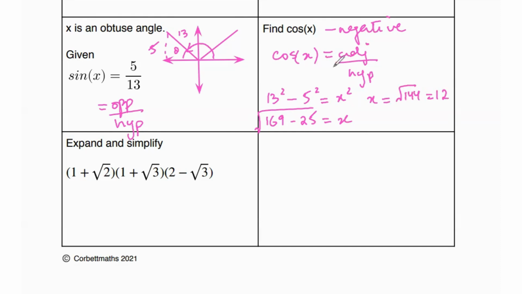Which means cosine would be negative 12 over 13. Once again, it's negative 12 over 13 because x is an obtuse angle, which means it lies in the second quadrant. And in the second quadrant, only sine is positive. Both cosine and tangent are negative.